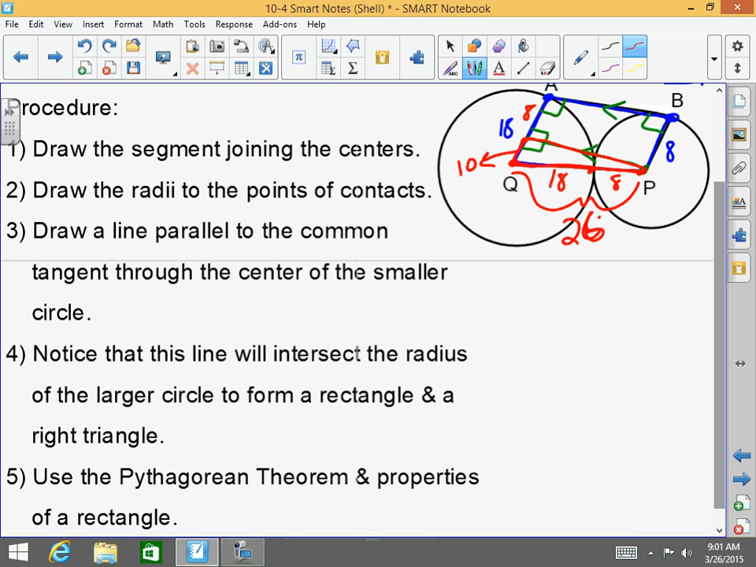I have created now a 5, 12, 13 triangle times 2. So that means this side here is 24. Opposite sides are congruent, so AB would be 24.